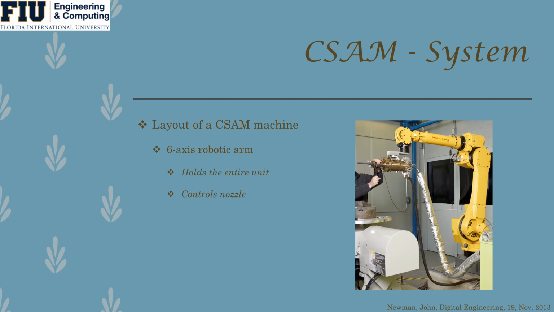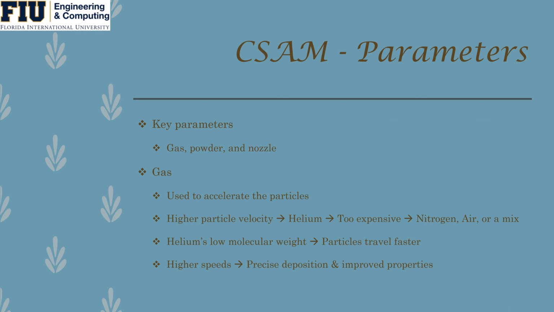The layout of the CSAM system is very simple, in which it consists of a 6-axis robotic arm and the cold spray system. This robotic arm holds the cold spray system, allowing for the control of the nozzle. The key parameters of the cold spray additive manufacturing system consist of the gas, powder, and nozzle parameters. First up, the gas parameters.